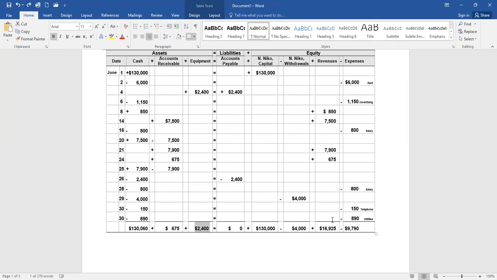Now go to your liabilities. Well, we have positive $2,400 from the 4th, but then we have negative $2,400. So it ends up our liabilities are zero. We don't owe anybody anything at the end of the month.